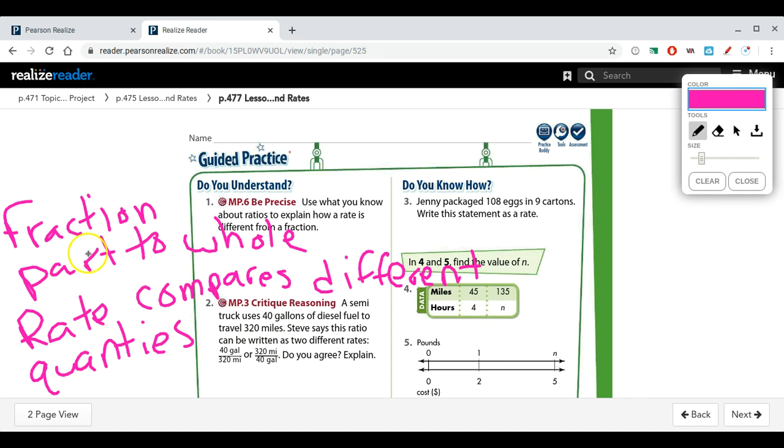Okay, so that's the big difference. A fraction is a part to whole. A rate is comparing different quantities. So it's not going to be the same thing as a fraction.